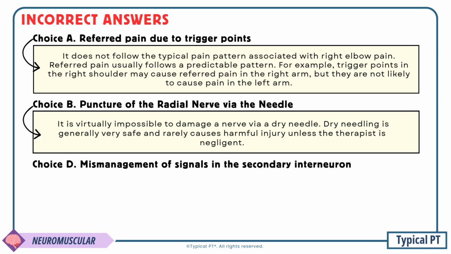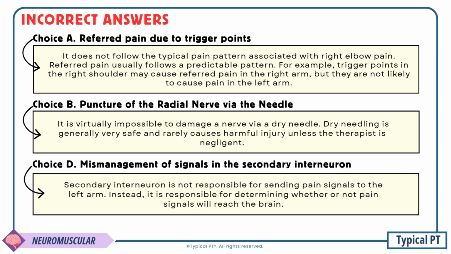Answer choice D, mismanagement of signals in the secondary interneuron, is incorrect because the secondary interneuron is not responsible for sending pain signals to the left arm. Instead, it is responsible for determining whether or not pain signals will reach the brain.